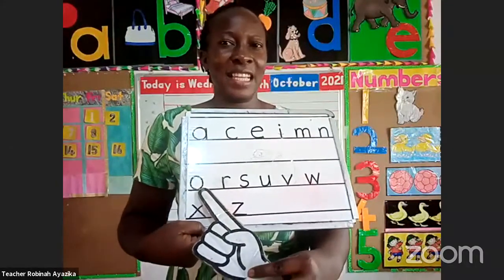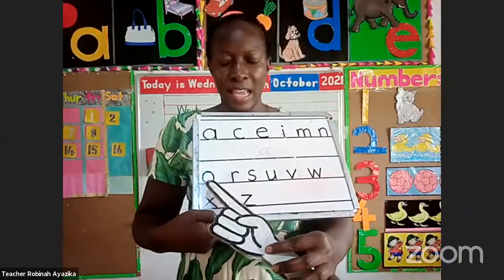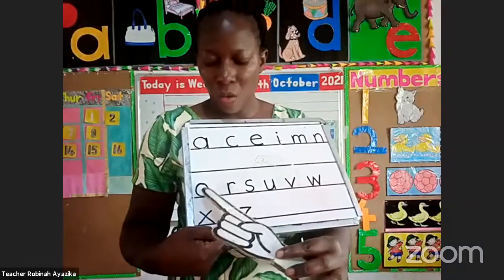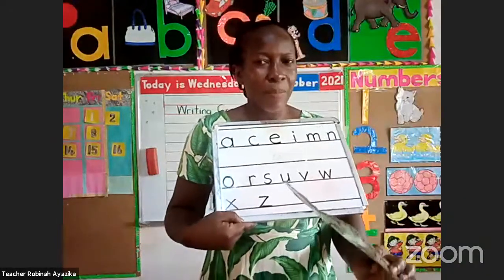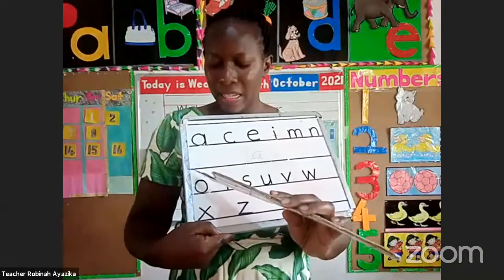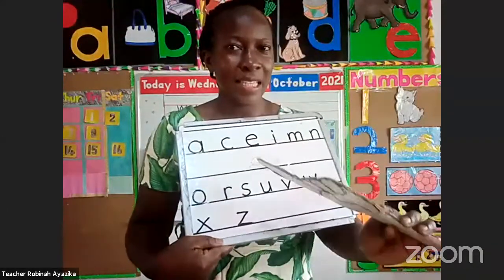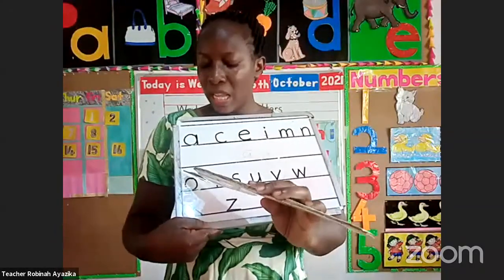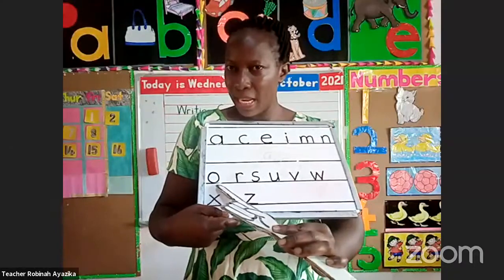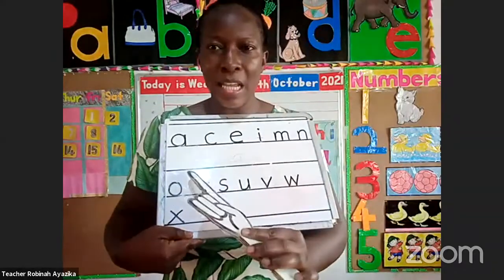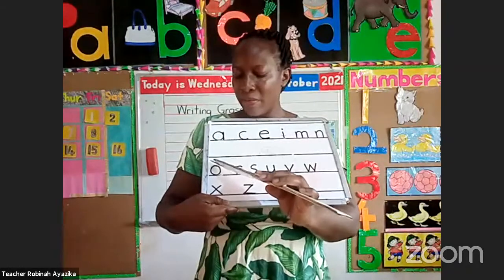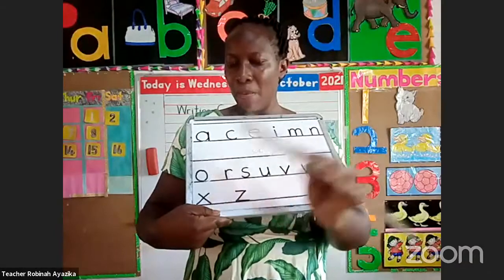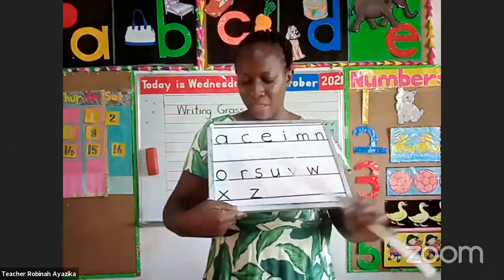O. Lowercase o. It is a brass letter. When you are writing it, yes, lowercase o, small letter o, you start from the middle and sit on the line. I think you can see all these letters. When we are writing them, we start from the middle and they sit on this line. They don't touch the line up and they don't go below here.